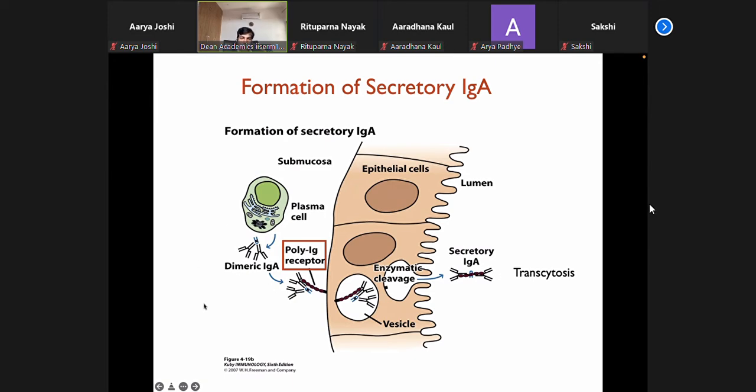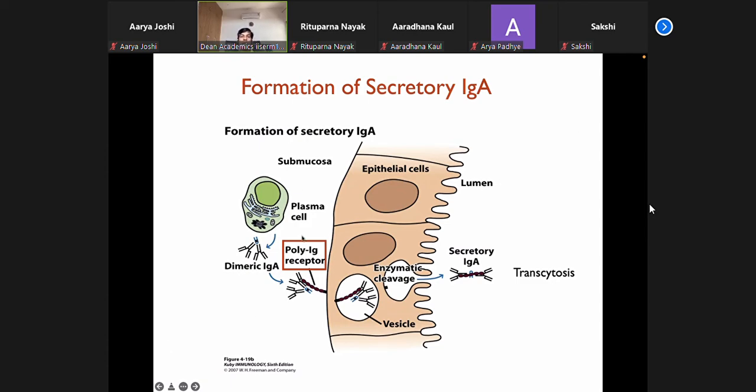Okay, from submucosal side to the lumen side, this antibody can migrate by binding to this poly-Ig receptor. This process is called transcytosis. Okay, the same process is actually utilized when you find this IgA antibody in breast milk.